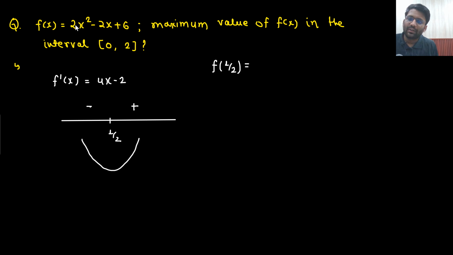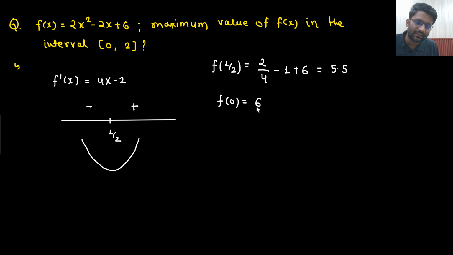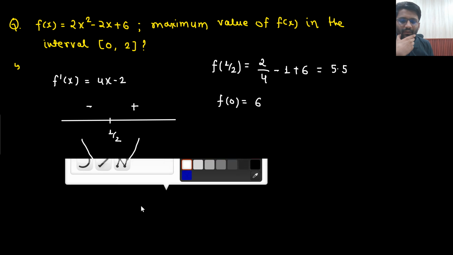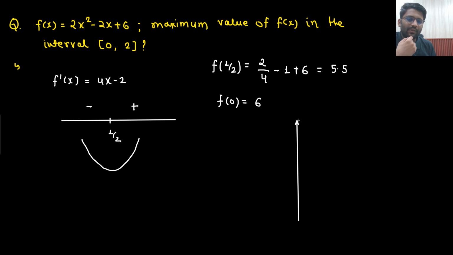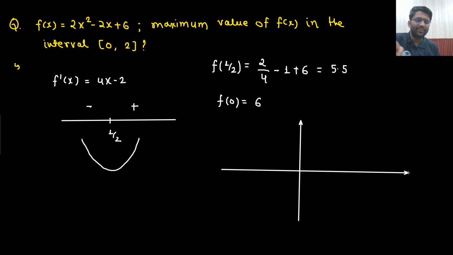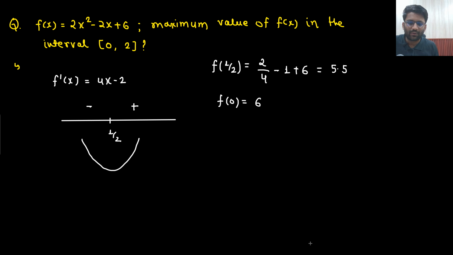What will be the value of f of 1 by 2? It will be 2 divided by 4 minus 1 plus 6. So what is the answer we are getting? 5.5. And f of 0 also we always try to write down. f of 0 will be nothing but 6. Understandable? So if we draw the graph, this is how it will go. Always we will find the points where the slope is becoming 0, and we will find the value at x equals 0 as well, so that we can draw the graph in a good manner.